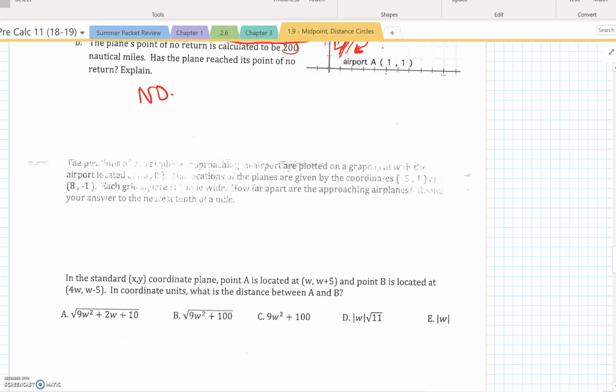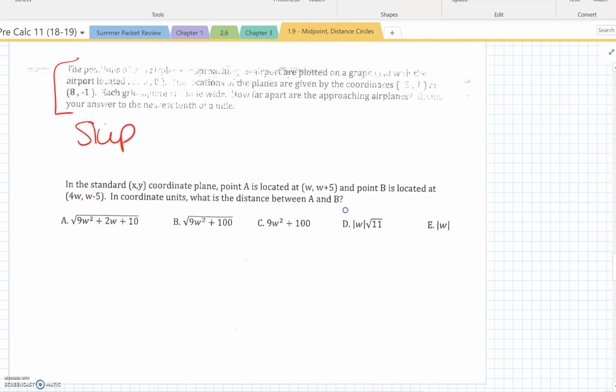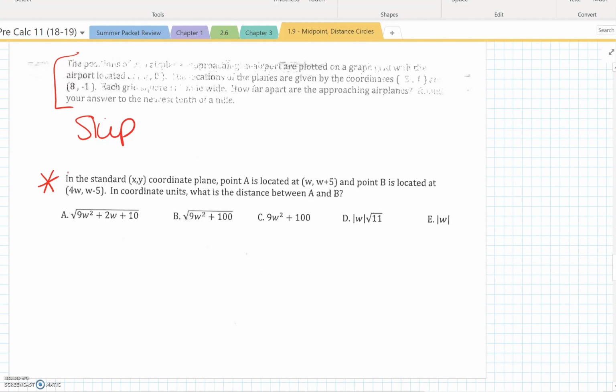I can't even read this, so just lucky us, skip. Last one. This is a good quiz question.